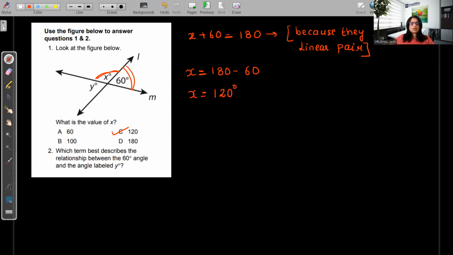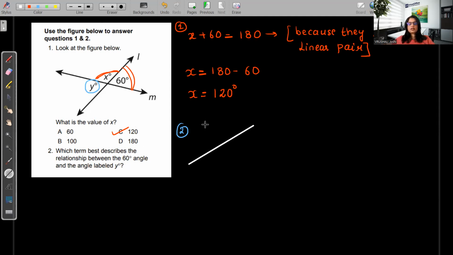Which term best describes the relationship between the 60-degree angle and the angle labeled Y? This is the angle Y, correct? They want you to tell the relation. This is question 1 that we did. And this is going to be 2. So, which term best describes the relation between the 60-degree angle and the angle labeled Y? What do you think? We just saw this.